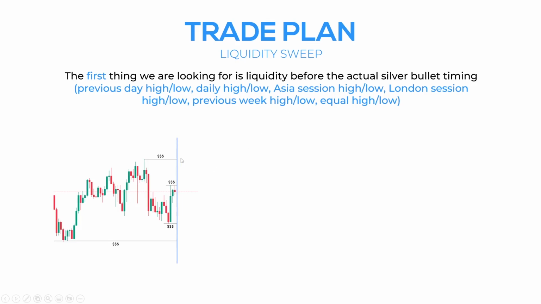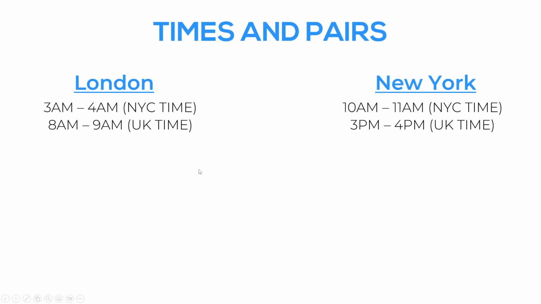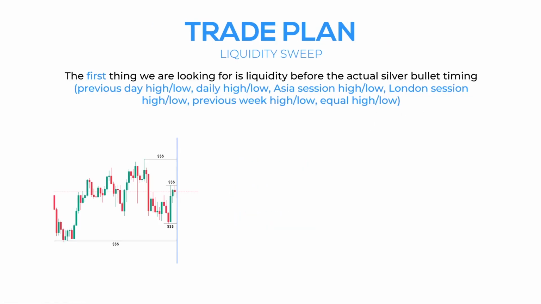Now here, you can see this is the actual Silver Bullet timing right over here. So this would be either, if I go back here, 3 a.m. NYC time or 8 a.m. UK time, or if it was the New York session, it'd be 10 a.m. NYC time or 3 p.m. UK time. Now you can see we've marked out all of our liquidity. We have some equal highs here, we have a low here, we have some equal lows here, and we also have a high right here.